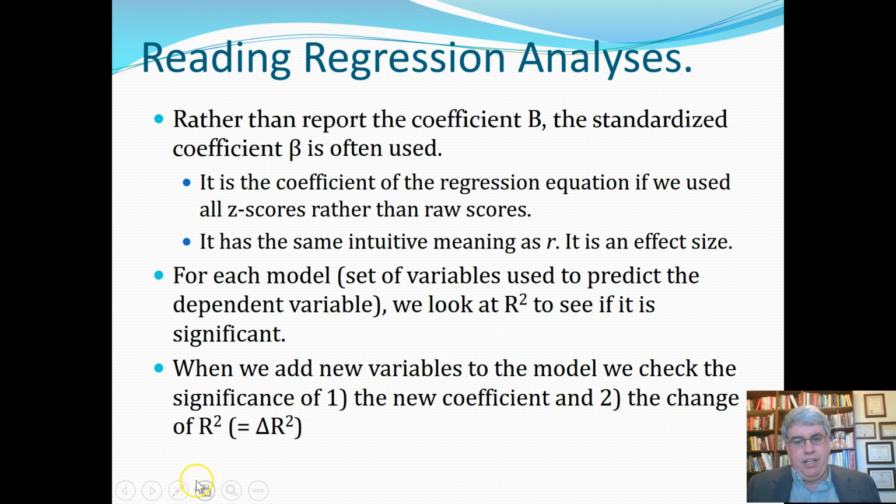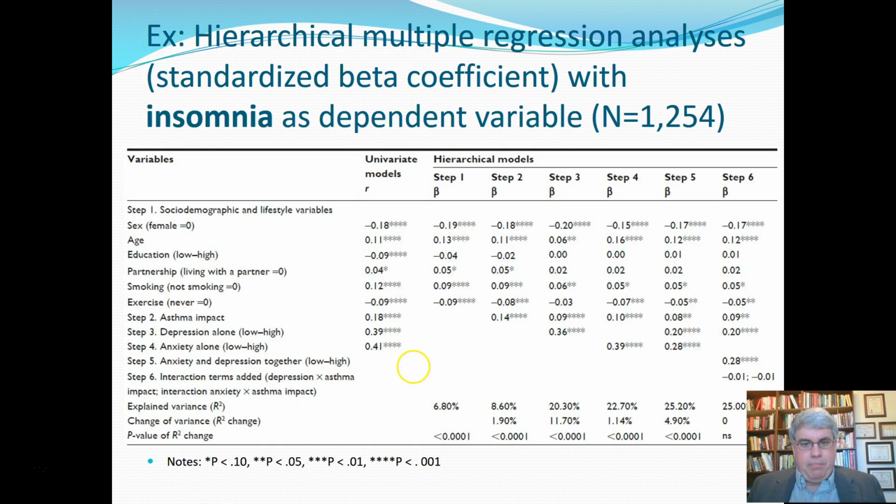And that's what we did on the Justin Bieber example and the other one. We looked at that overall significance of the model. But when we add new models to it, we want to check the significance, first of all, of the new betas, and also the change of R squared, sometimes called delta R squared, to see if this new model adds anything to our predictions beyond what we would expect by chance. So let's look at an example.